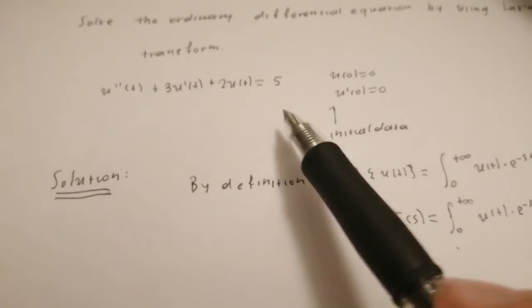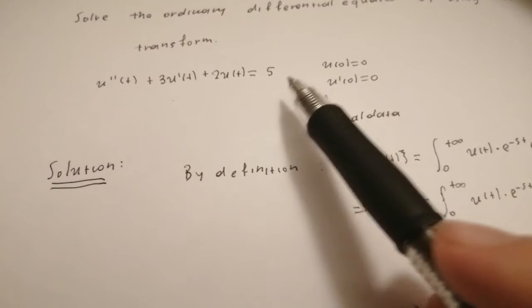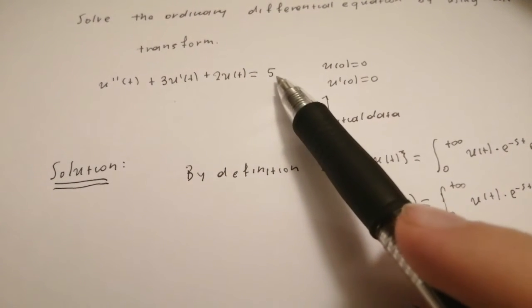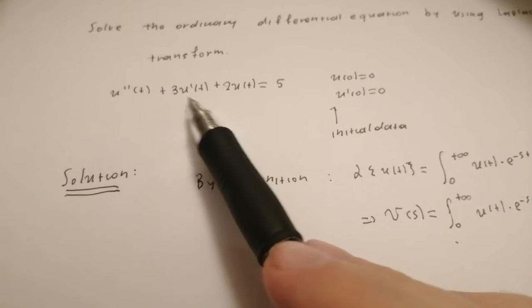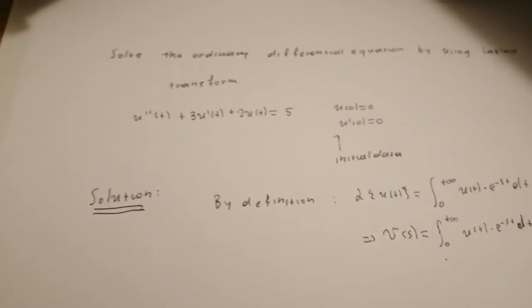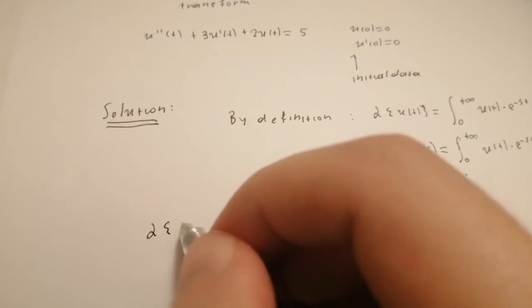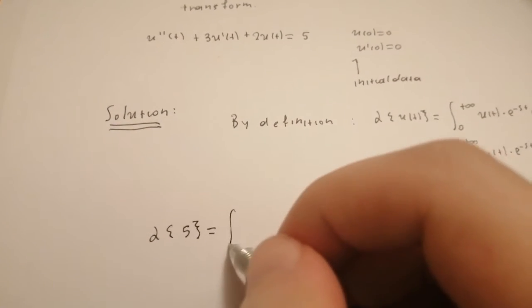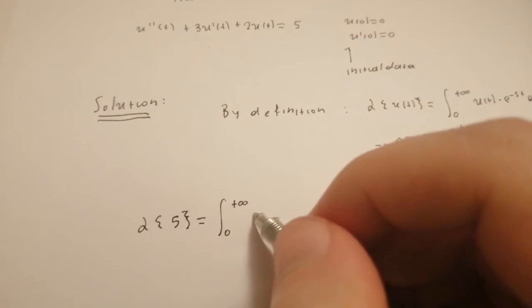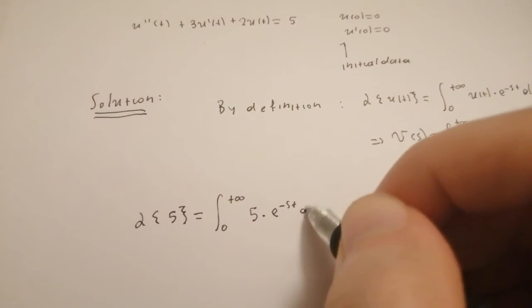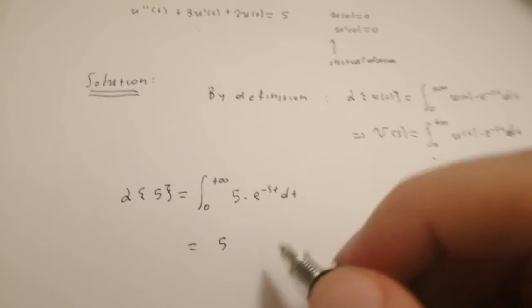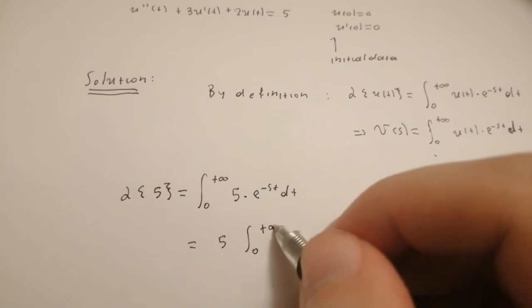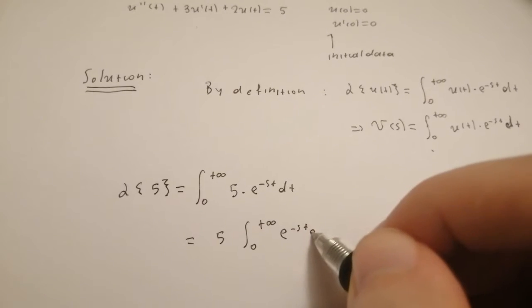What I have to do now is compute the Laplace transform of the constant function on the right hand side, and the Laplace transforms of u of t, u prime of t, and u double prime of t. Of course, I start with the Laplace transform of 5, which is the integral from 0 to infinity of 5 times my exponential dt. 5 is just a constant, it can be pulled outside the integral, so it's 5 times the integral from 0 to infinity of e to the minus s t dt.